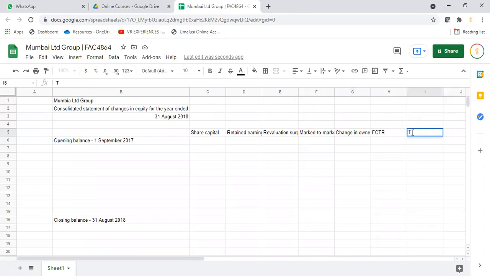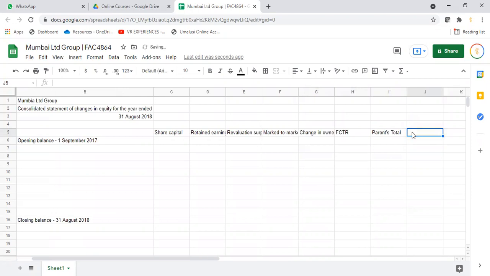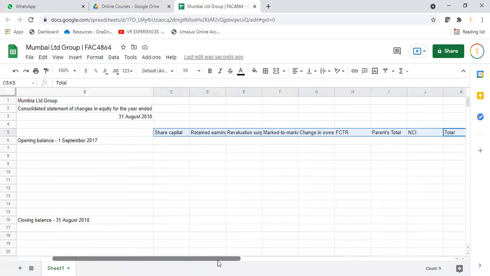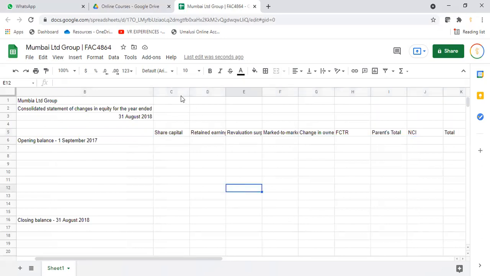This will result in the parent's total. Now, in most cases, they don't want the parent's total, but I am showing it because this is how it looks in a statement of changes in equity. Then you will have NCI, and this will give you the total. So this is basically what the balance sheet would look like under the equity section. I don't think there's anything else, so just take note.